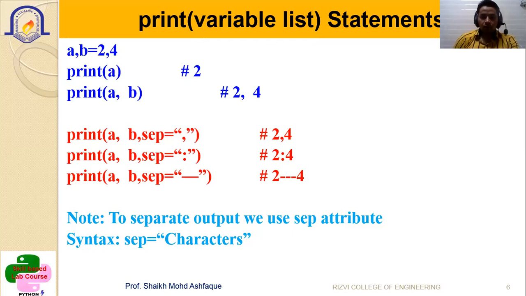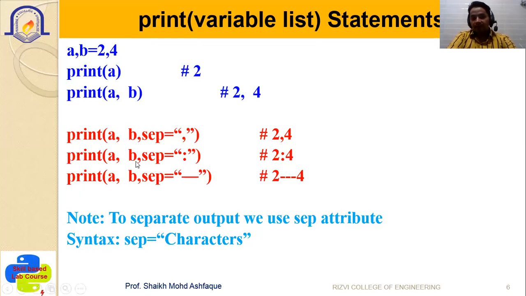Suppose we have declared two variables, a, b is equal to 2, 4. If we print a, then 2 will be displayed. If we print a comma b, then 2 comma 4 is displayed. Now we go to the red color statement: print a comma b comma sep is equal to inside double quotes a comma. You can see the output. Here the separator is comma, so it will display 2 comma 4.